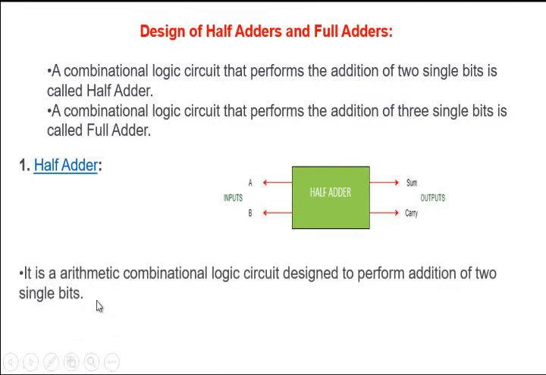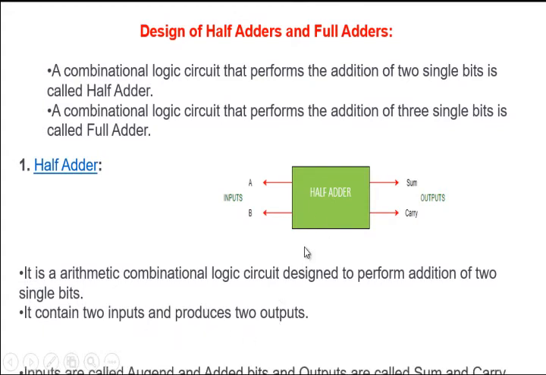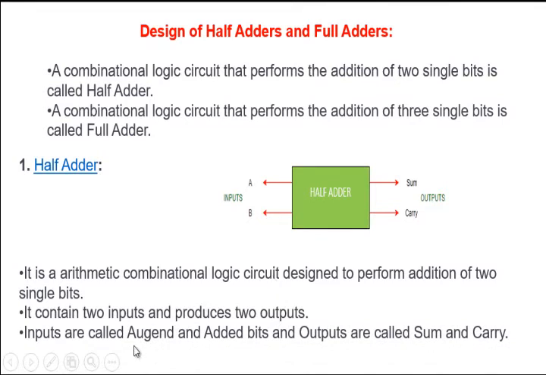It is an arithmetic combinational logic circuit designed to perform the addition of two single bits. It contains two inputs and produces two outputs, as shown in our block diagram. The inputs are called the augend and the addend bits, and the outputs are called sum and carry. So this is the half adder block diagram.